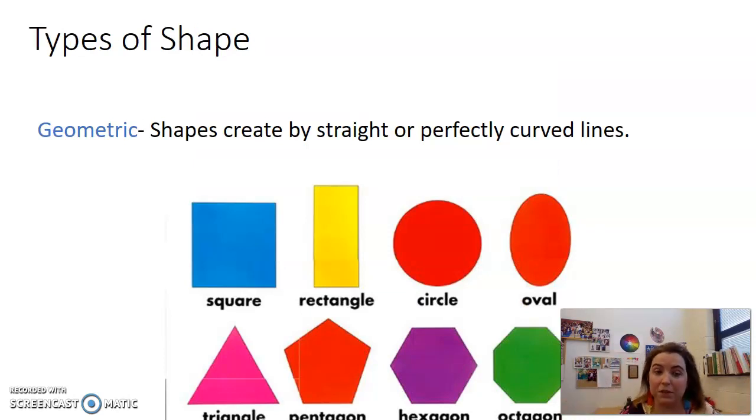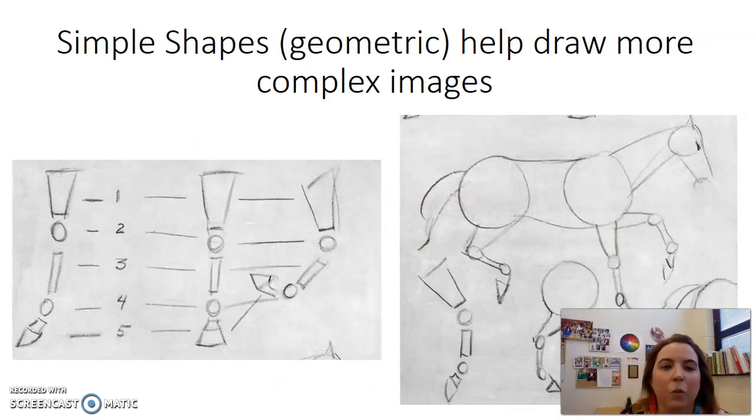The first type of shape is geometric shape. These are shapes created by straight or perfectly curved lines. You have your square, your rectangle, a circle, oval, triangle, pentagon, hexagon, octagon. We use geometric shapes to help us draw complex images.